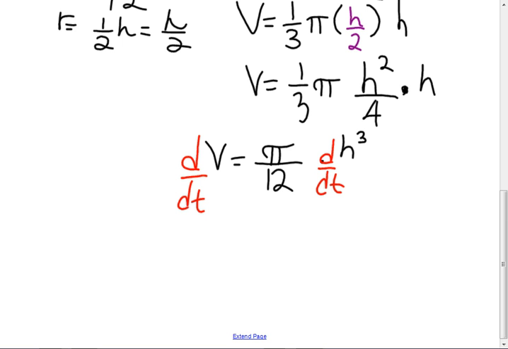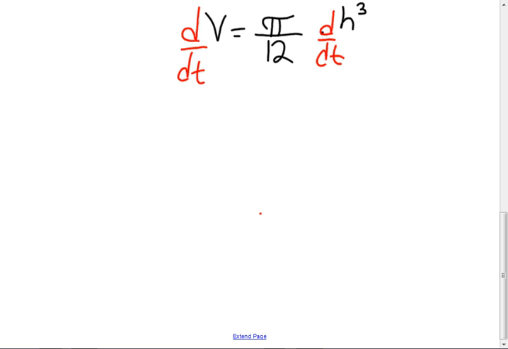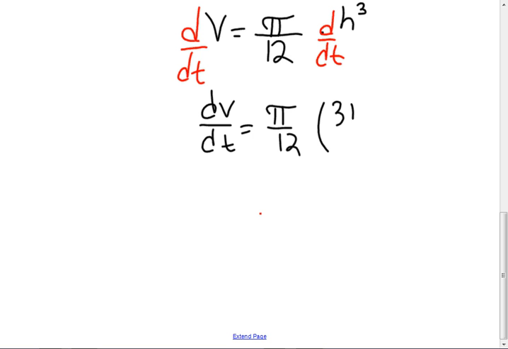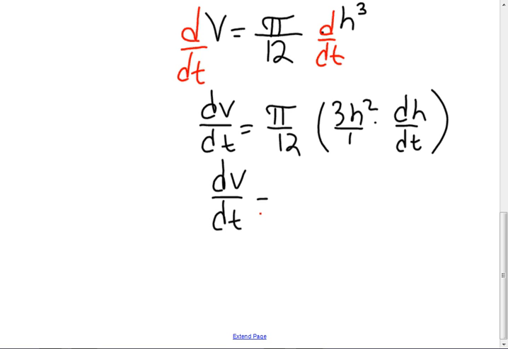Okay, you guys should be done with this by now, right? Eric's done with it. That's your choice. I think that's silly, but that's okay. What's the derivative of H cubed? 3H squared times dh dt. Okay. Right? Can you simplify that? dV dt is pi over 4 H squared dh dt.